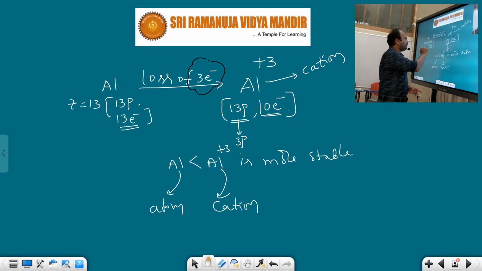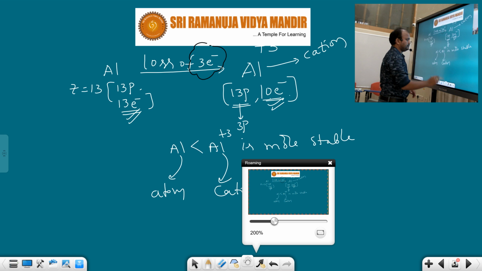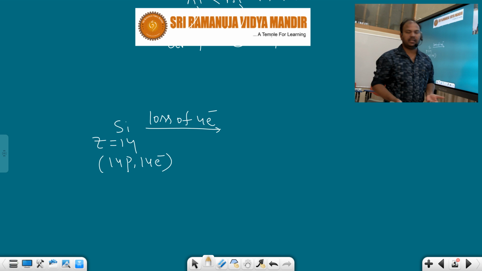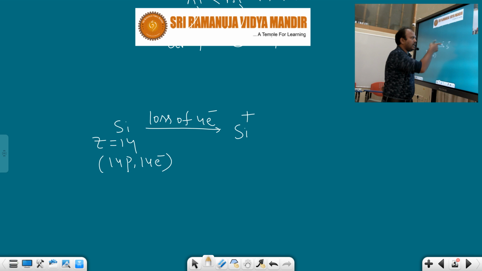We take another example: silicon. Silicon atomic number is 14. That means the same number of protons and the same number of electrons are present in it. This silicon atom is capable of losing 4 electrons. Why does it lose electrons? To attain stability. So when the silicon atom loses, that means donates electrons, how many electrons does it lose? 4 electrons.